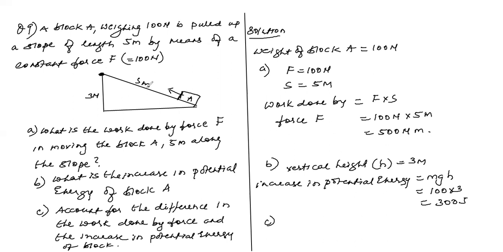But that did not happen. When this block A was pulled to the top, the work done was 500 joules, okay? But what happens, children? The vertical height I calculate is 3 meter only, so the increase in potential energy is only 300 joules. So actually 500 joules of work was done, but the energy that gets stored is only 300 joules. So what happened to the 200 joules? Account for the difference in the work done by force and the increase in potential energy.